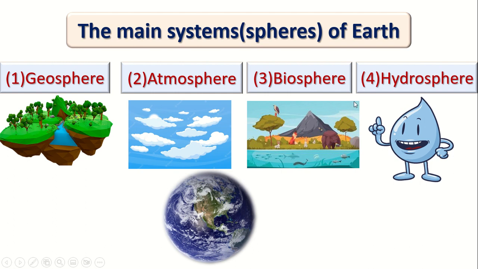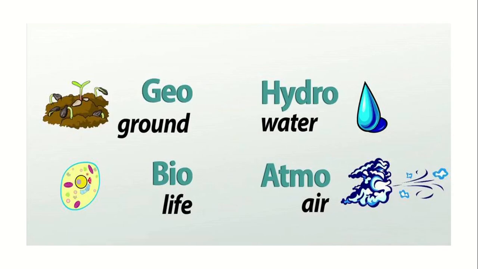Okay, now let's know what are the four systems of the earth. Repeat after me. Geosphere, atmosphere, biosphere, and hydrosphere. Again, geosphere, atmosphere, biosphere, and hydrosphere. Okay, let's know each one of them.